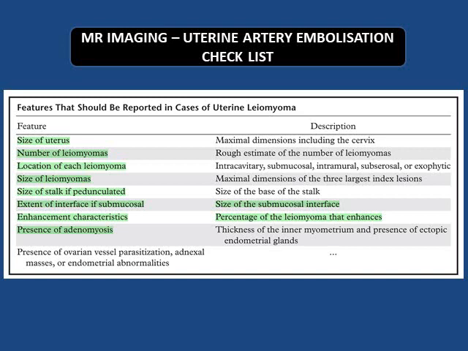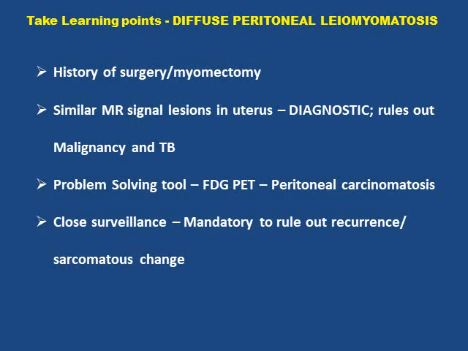You can go through it. So the teaching points of diffuse peritoneal leiomyomatosis: whenever there is a patient who has multiple hypoechoic nodules or hyperintense nodules, go through the history of surgery or myomectomy. Second thing is, if in this particular patient the signal of the lesion in the uterus is the same as the mass lesion seen in the pelvic peritoneal cavity, then it becomes diagnostic. It even helps us in ruling out malignancy and tuberculosis, provided we have a lesion which is seen in the uterus.